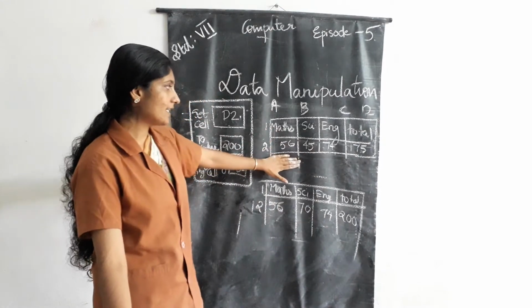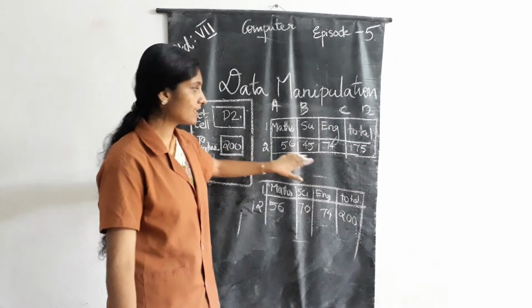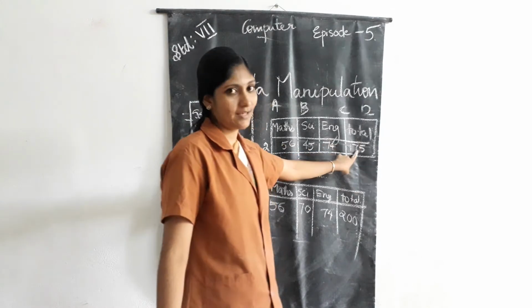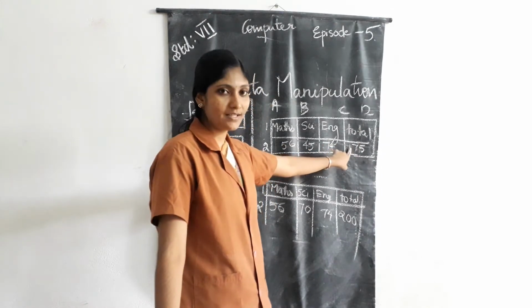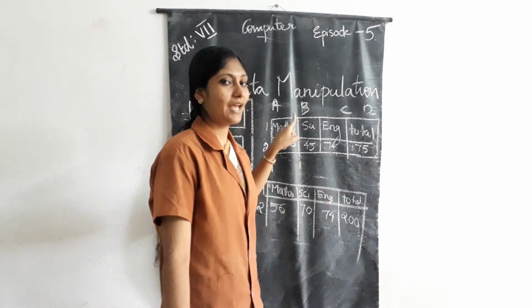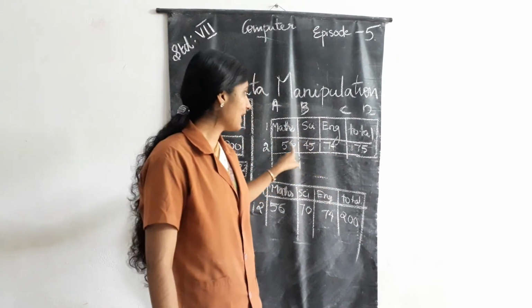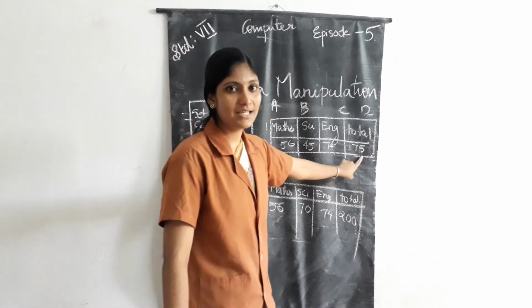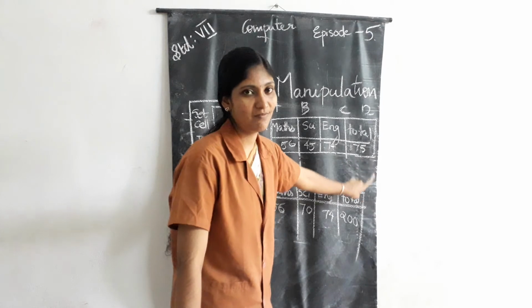So we entered 4 columns, maths column, science column, then English and finally total. How to find total by using function? Just put an equal to symbol and a function name and you can enter the range. Here the range is A2 to C2 and finally you will get the answer 175.